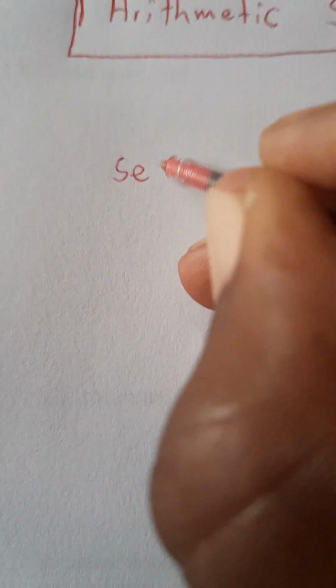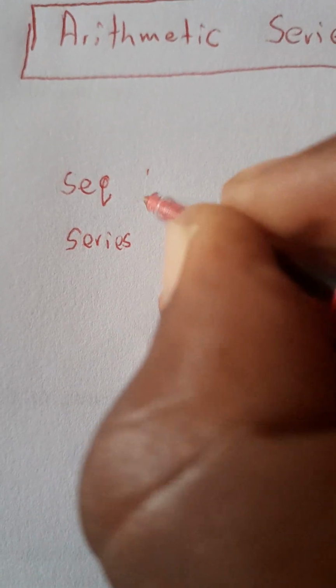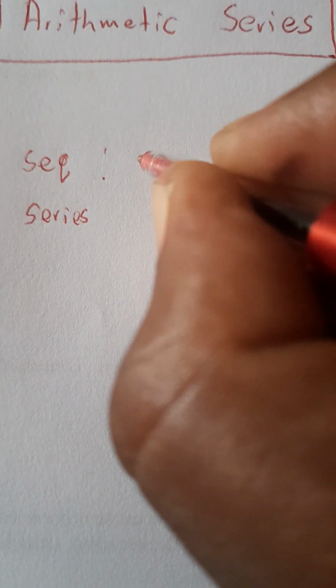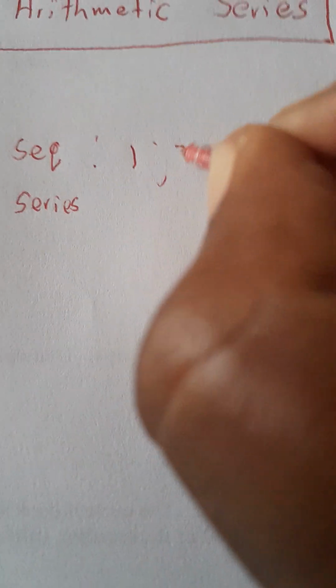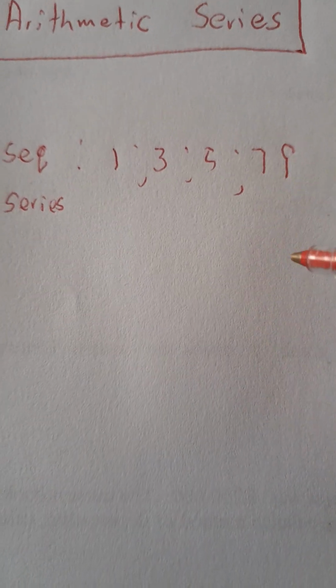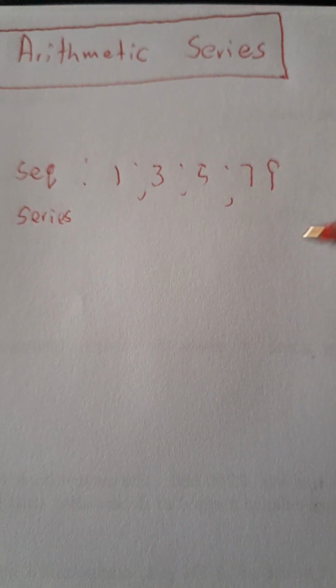So in this video, we are going to work with arithmetic series. First thing first, I want to emphasize this: there's a difference between a sequence and a series. For instance, a sequence, let's say we have maybe 1, 3, 5, 7, 9.